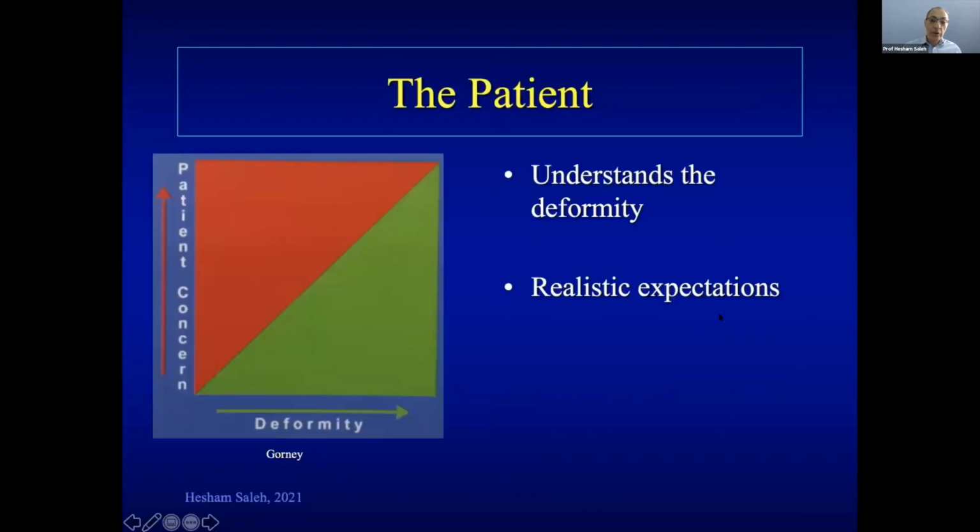When we think about the patient, the psychology of coming for rhinoplasty is really important. You need somebody who understands what the deformity is and has realistic expectations. This is an old graphic published by Gordon, a plastic surgeon, showing that if the concern is too big for a small deformity, it's a red area, a high-risk group that you don't want to operate on. But if the patient is concerned with a deformity that's big, it's a green area, so that is an easier one that you want to deal with.